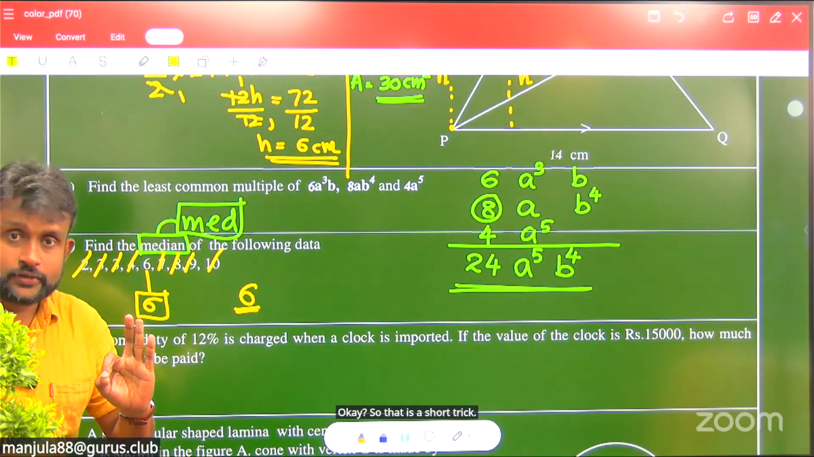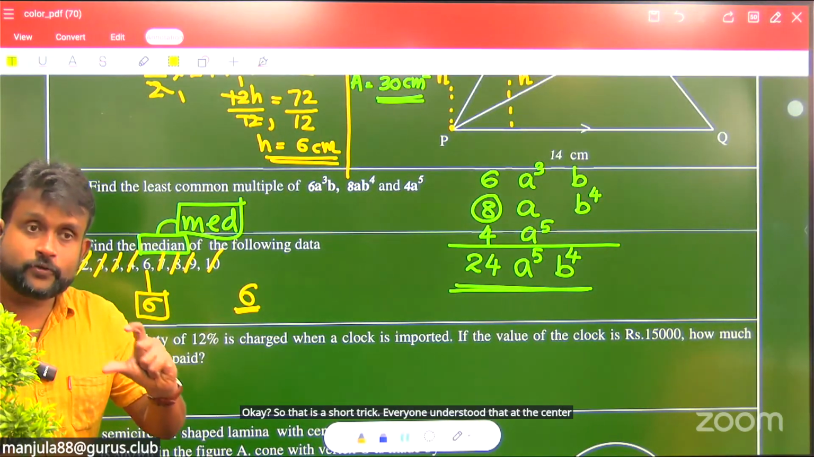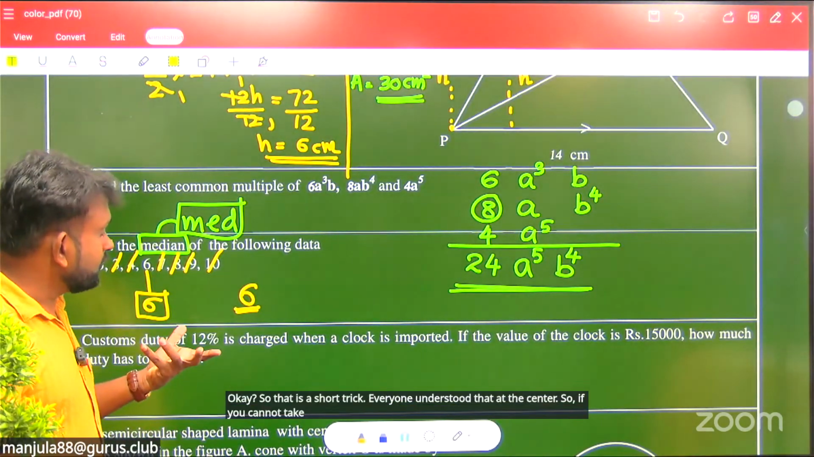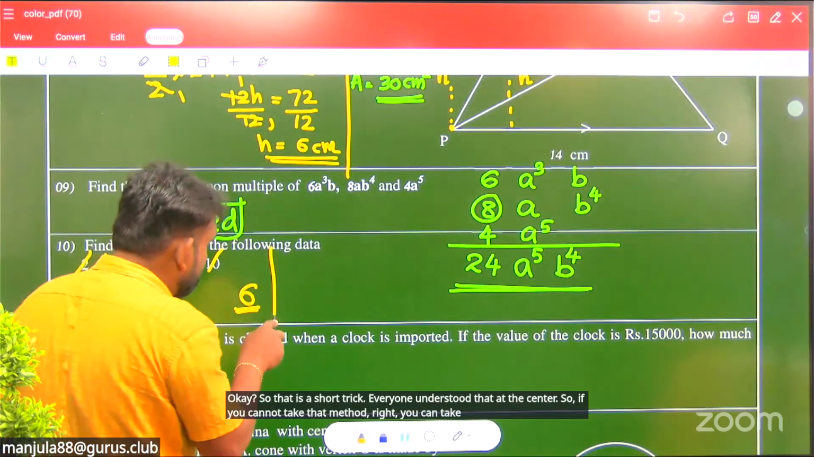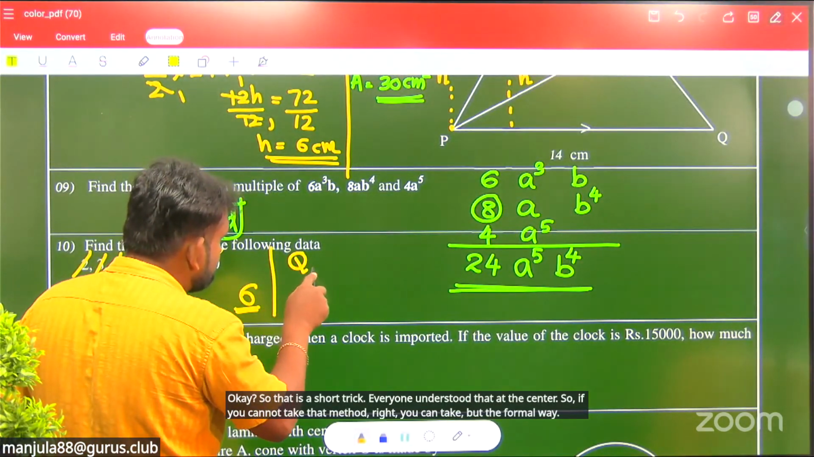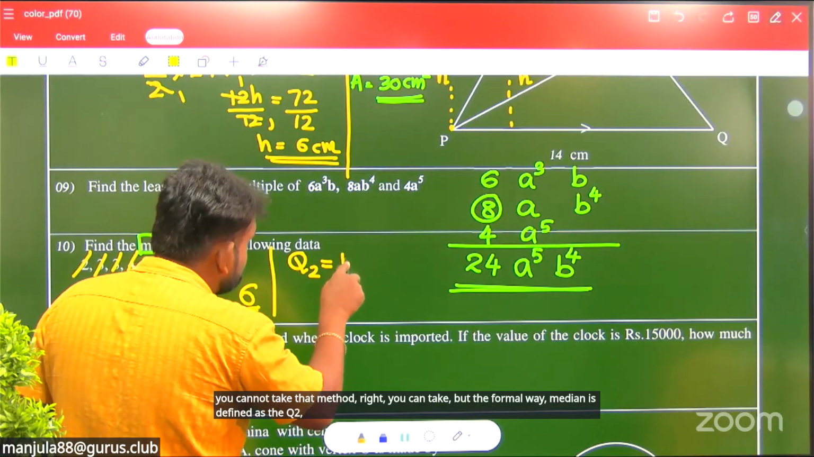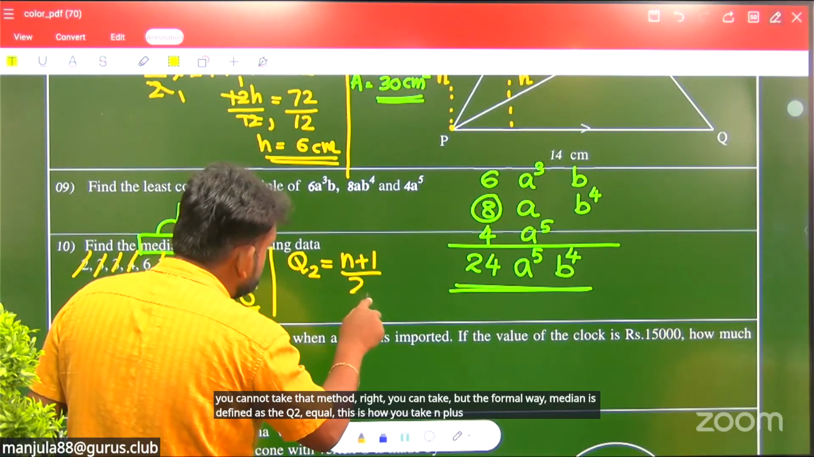Everyone understood? Data at the center. If you cannot use that method, you can use the formal way. Median is defined as Q2, equal to the (n plus 1) upon 2 th term.